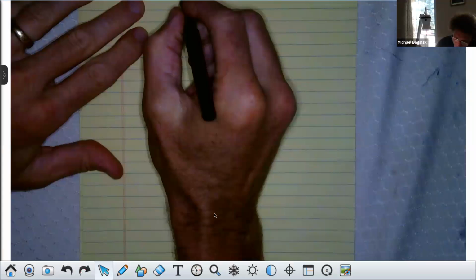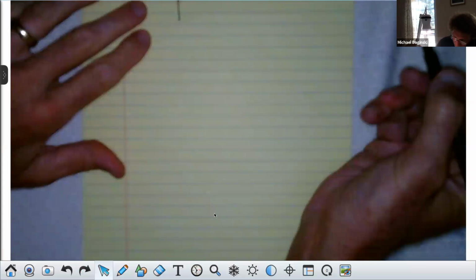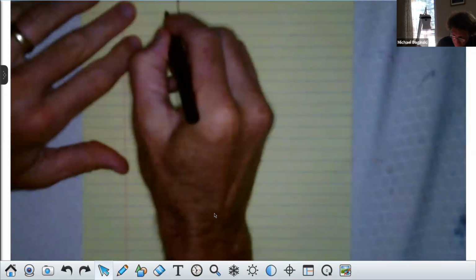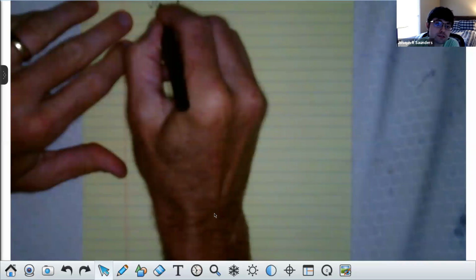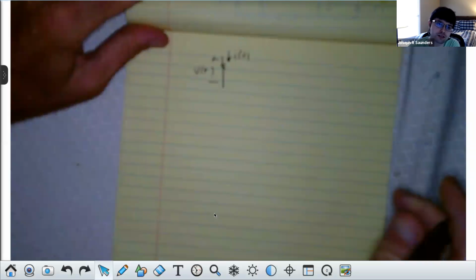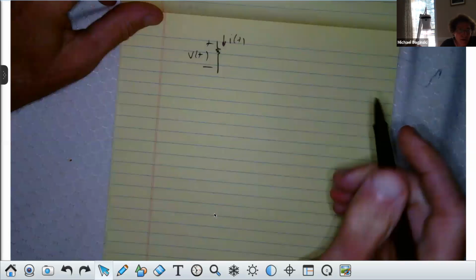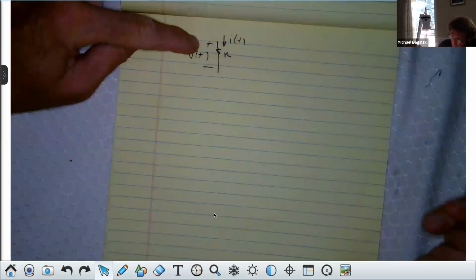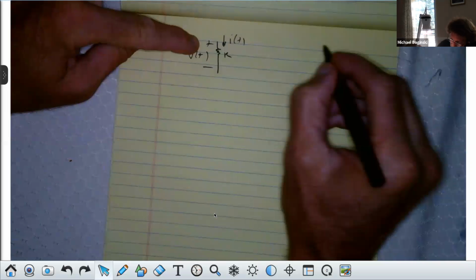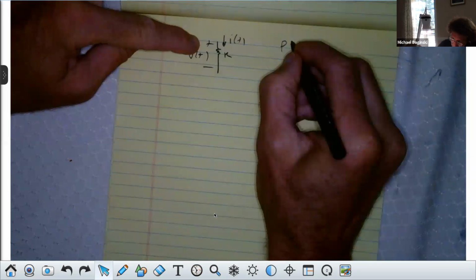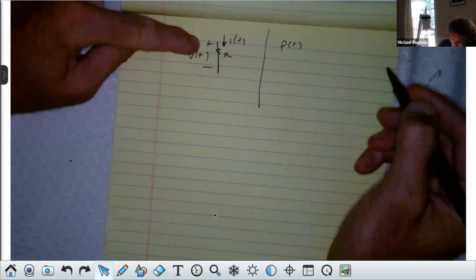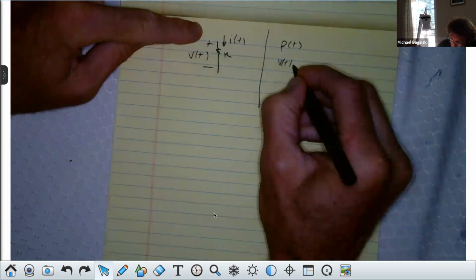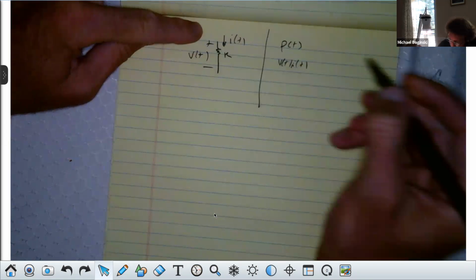If you have a resistor and you have a current I of t and you have a voltage V of t, you need to move your paper up a little bit. It's out of focus. It's back in focus now, right? This is a resistor R. If we take a look at the instantaneous power P of t here, we see that's going to be V of t times I of t, always.